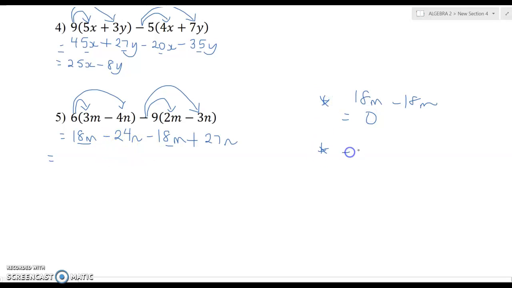Then we have 24n and 27n. That is the same as writing 27n, take away 24n. So the answer is really 3n.